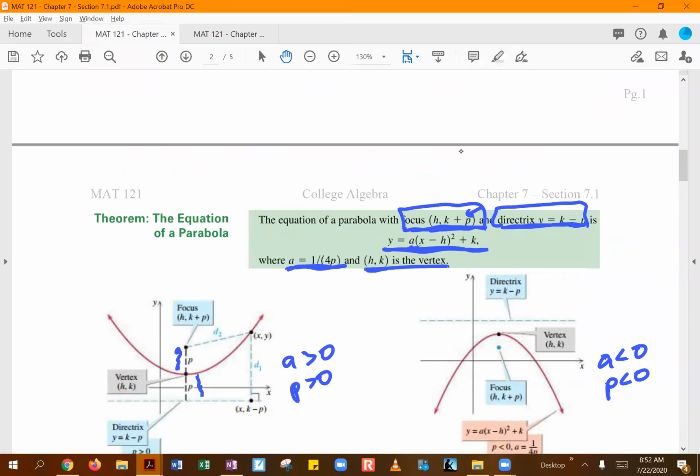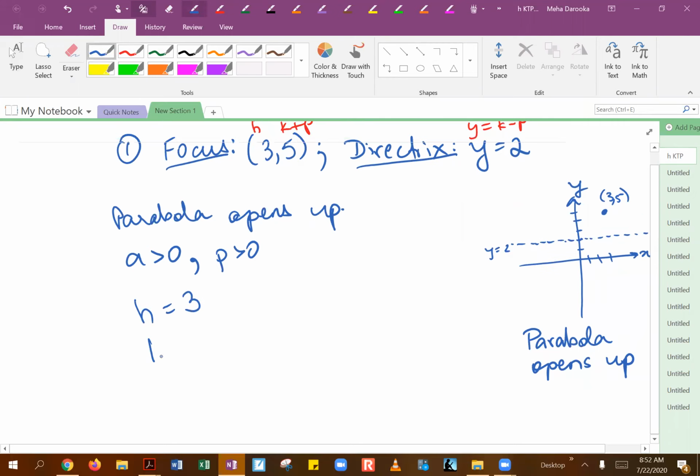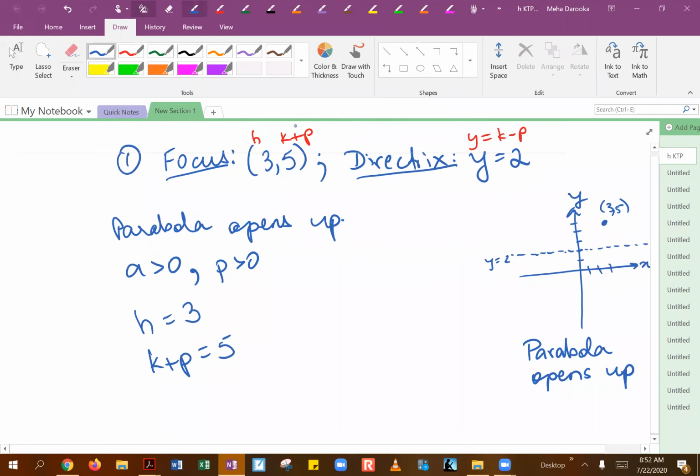So you are getting y equals k minus p from the directrix. If you take all of that information together, we have h equals 3. We have k plus p equals 5, that's coming from the focus. And then the value of k minus p is equal to 2.